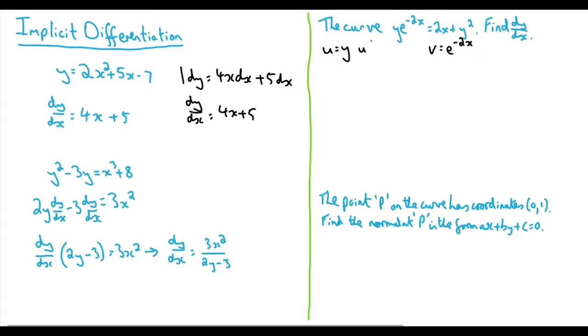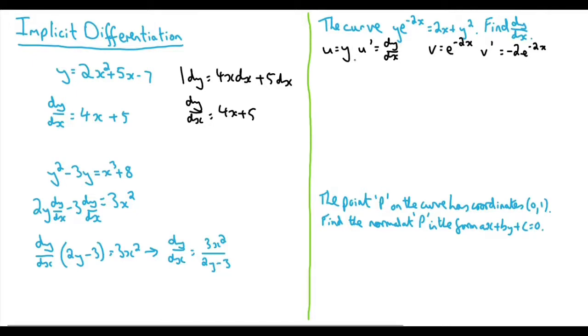If we then differentiate each of these individually, y is just going to become an individual dy over dx, so 1 times dy over dx, and the differential of e to the minus 2x, you're going to have minus 2e to the minus 2x, because you multiply by the differential of the power and then keep the e term the exact same.